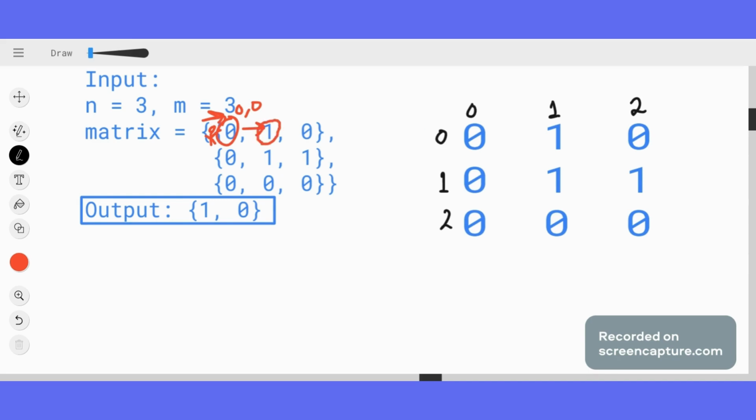But here I have encountered a 1. So if I encounter a 1, what will I do? I will replace this 1 with 0 and take a right turn, and will repeat these steps again and again until I cross the boundary of the matrix. And when I've crossed the boundary of the matrix, I will return the index.